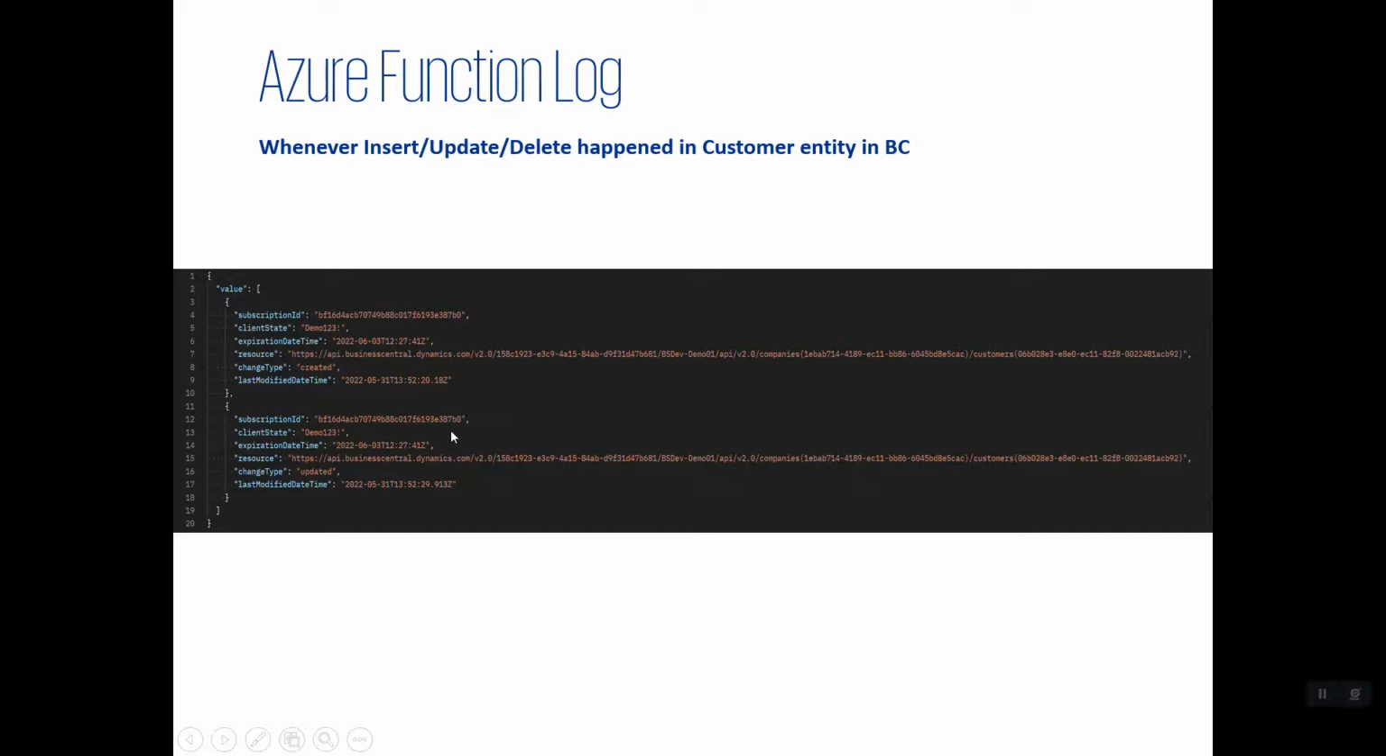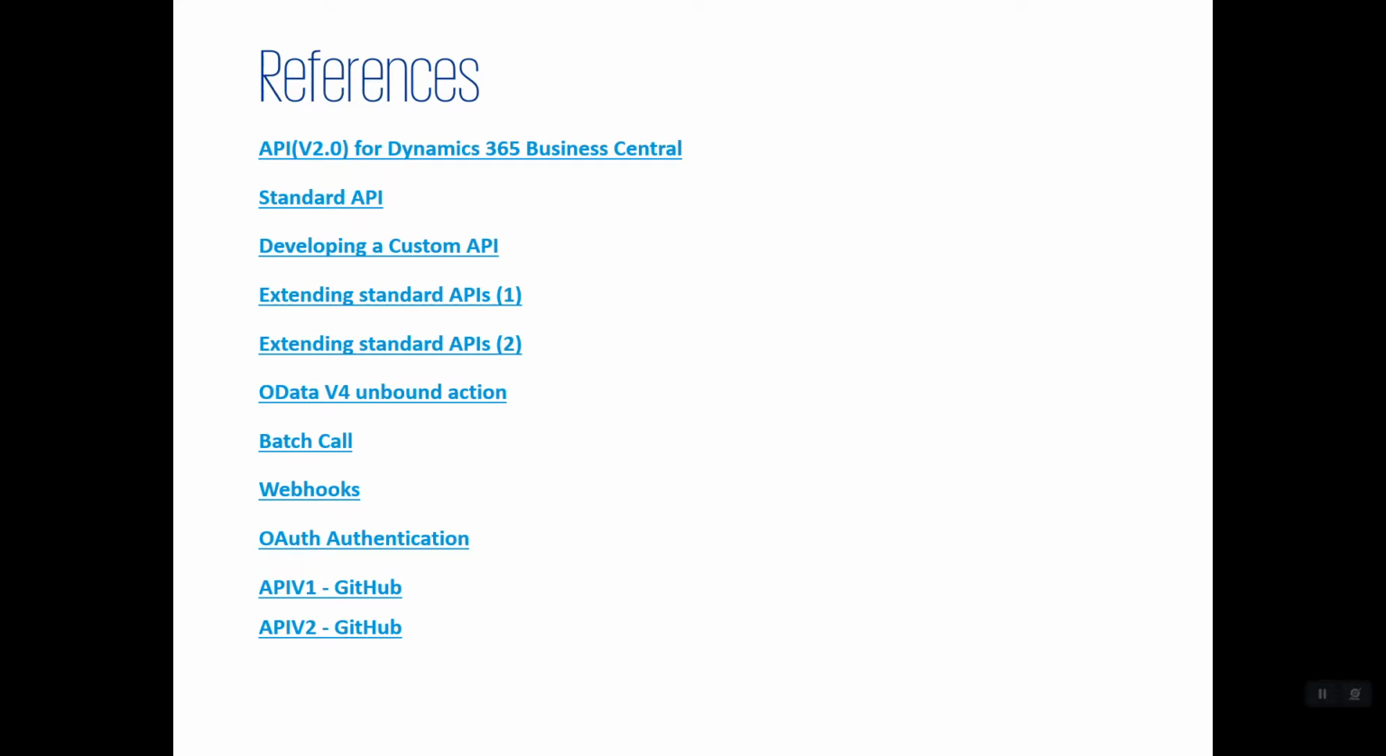Once we get a notification of this, then the Azure function can send a request to get the customer details. This is a very useful functionality for getting notifications for an external application instead of sending multiple requests. That's it for this video. These are all the references for each video. Thank you guys.